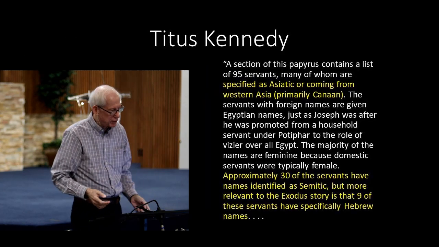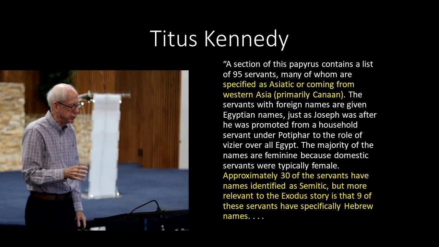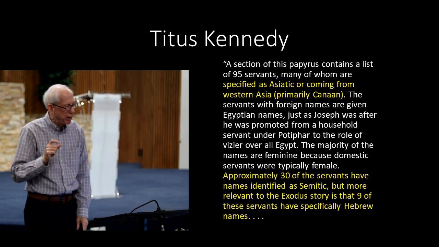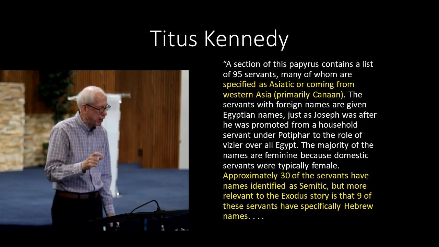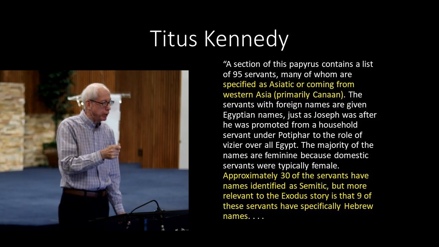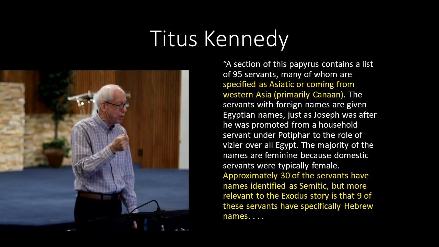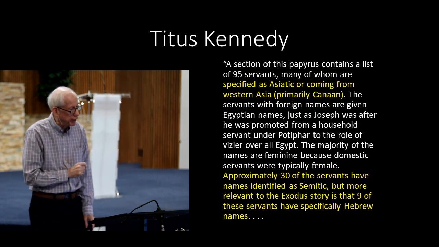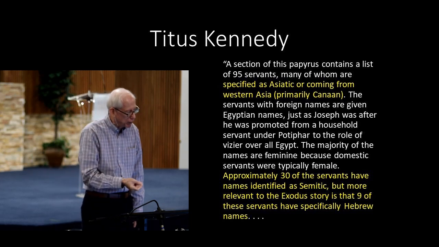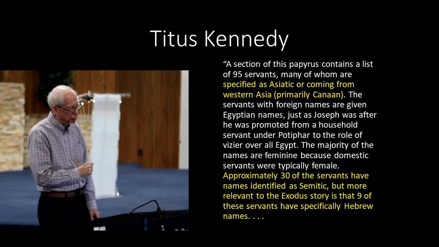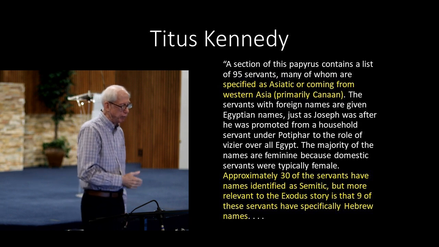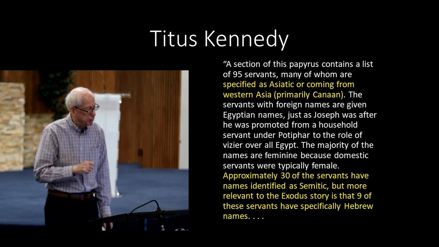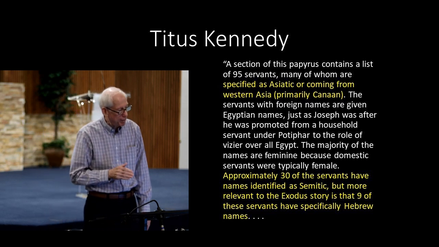And the archaeologist Titus Kennedy says of this Brooklyn papyrus, a section of this papyrus contains a list of 95 servants, many of whom are specified as Asiatic or coming from Western Asia, primarily Canaan. The servants with foreign names are given Egyptian names, just as Joseph was after he was promoted from a household servant under Potiphar to the role of vizier over all Egypt.